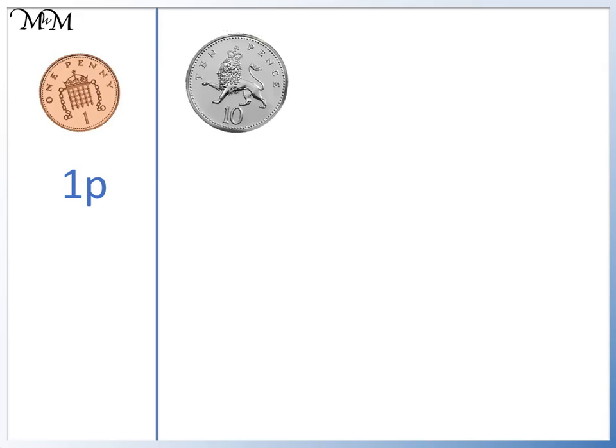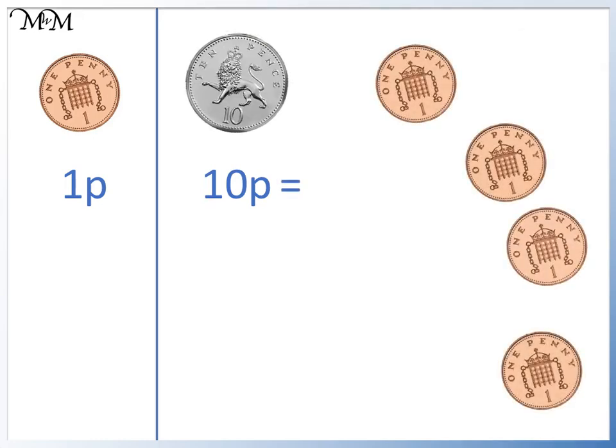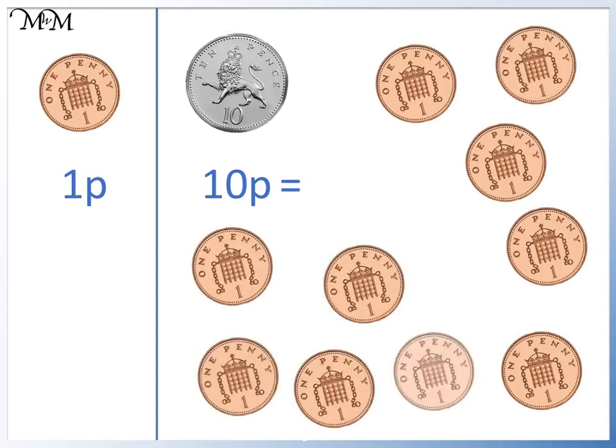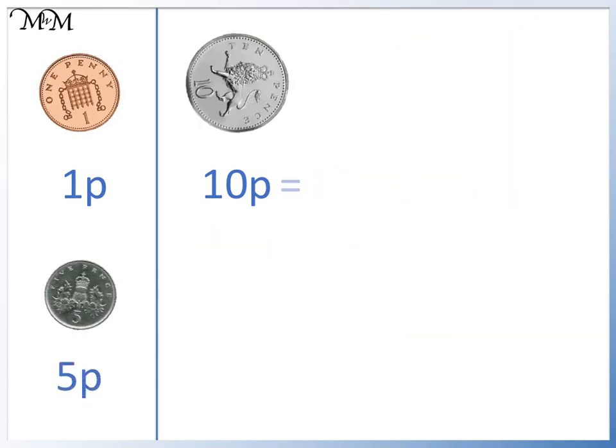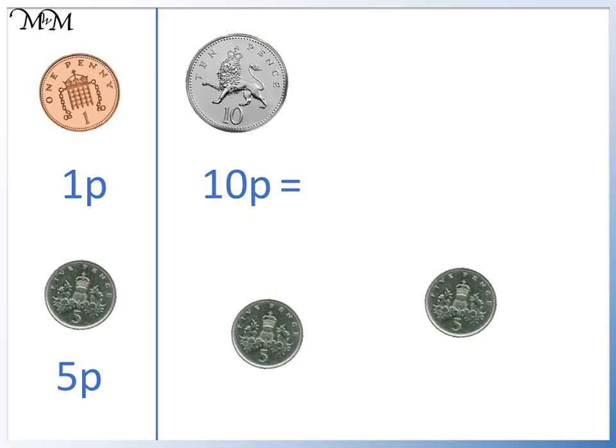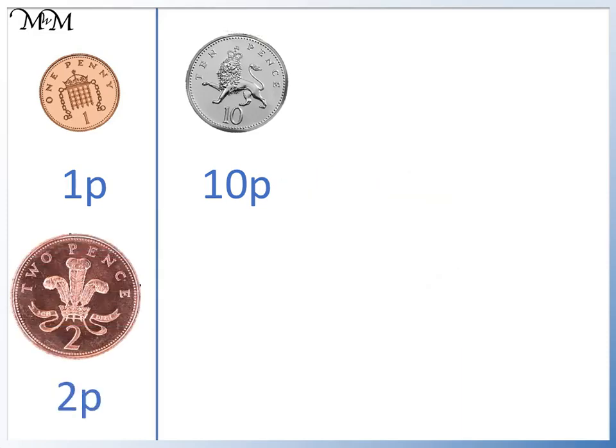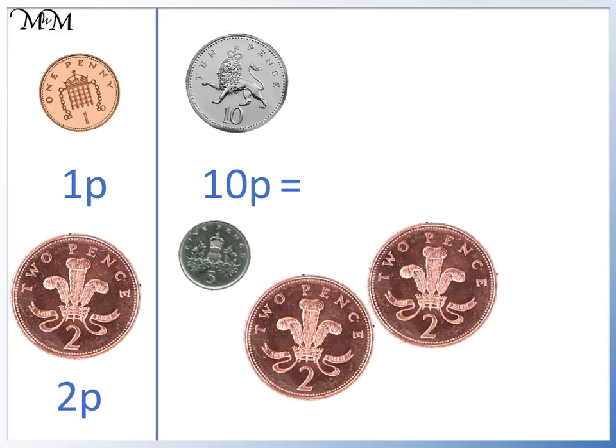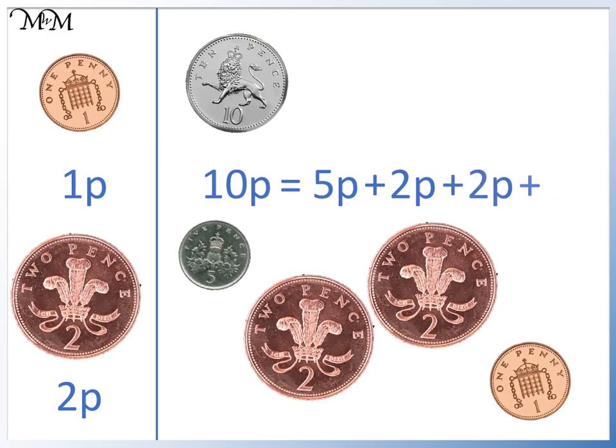This is a 10 pence coin. It is worth 10 pence, or 10p. It's worth the same as 10 1p coins. It's also worth the same as 2 5p coins, because 5 plus 5 equals 10. A 10 pence coin is also worth the same as a 5p coin, 2 2-pence coins, and a 1-pence coin, because 5 plus 2 plus 2 plus 1 equals 10.